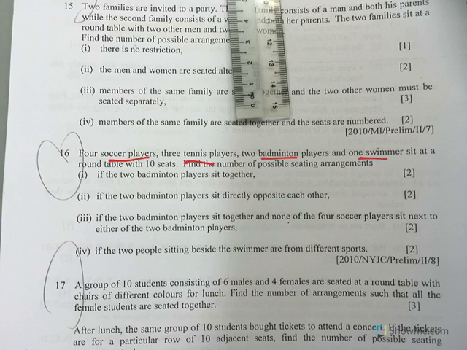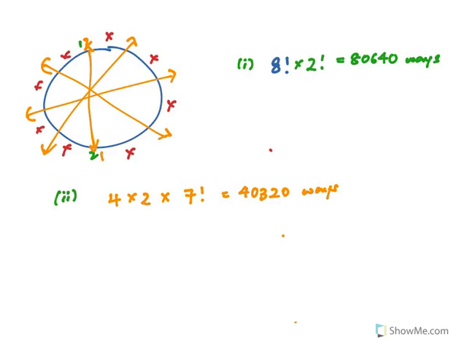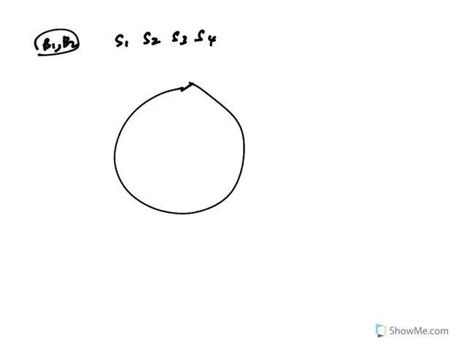How about for the 2 badminton players sit together and none of the 4 soccer players sit next to either one of the 2 badminton players. What we can do is, again, think about putting the soccer players on one side first. How many people do we have left? We are left with 4 people. So we sit down the 4 people, 1, 2, 3, 4.